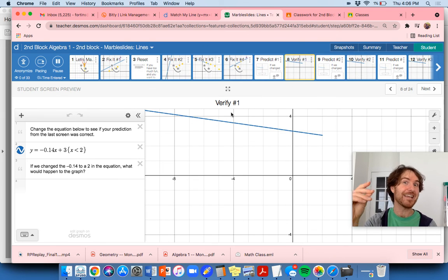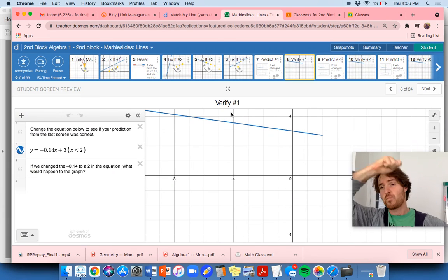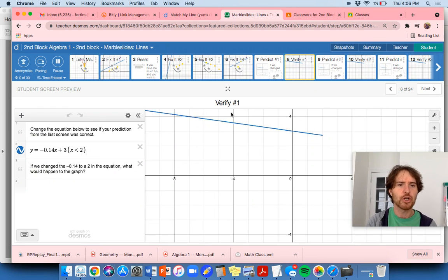Y equals mx plus b. You got to be good at graphing lines in y equals mx plus b form. Just find the y-intercept, rise over run, get the slope. You're good to go. Message me if you have any questions.